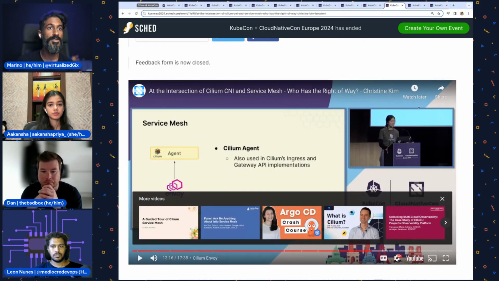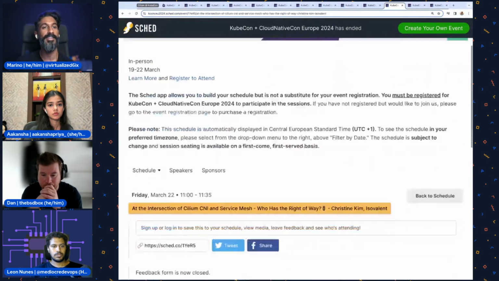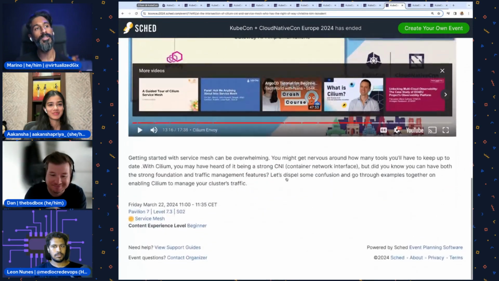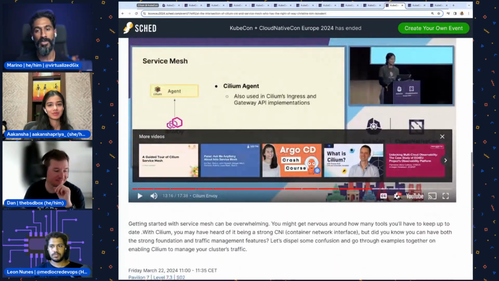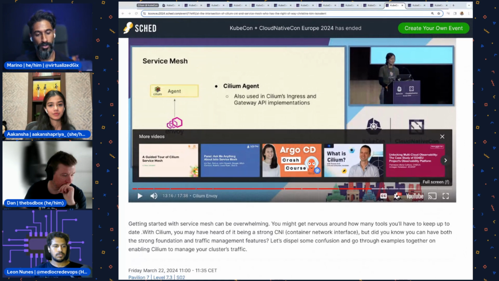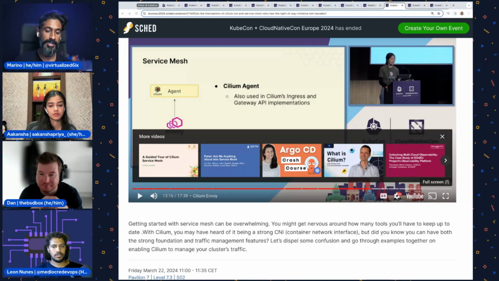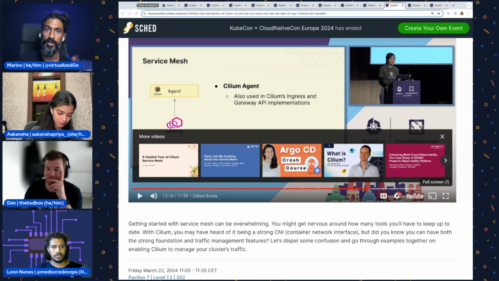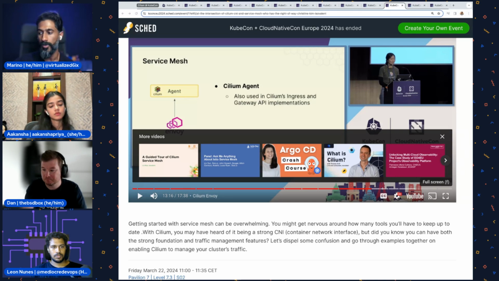All right, next session. What's this one about? This is Christine's session. I love this one because there was a point in time where there was some confusion as to who owns the policy layer when it comes to service mesh and CNI. And you would sit there and assess that you've got a CNI like Cilium or even Calico or others that offer layer 4 network policy. Now they offer layer 7 network policy, specifically Cilium and its service mesh functionality too.